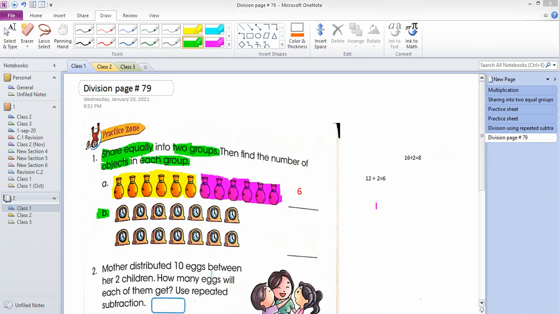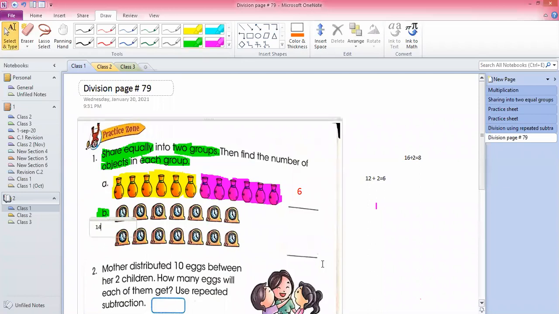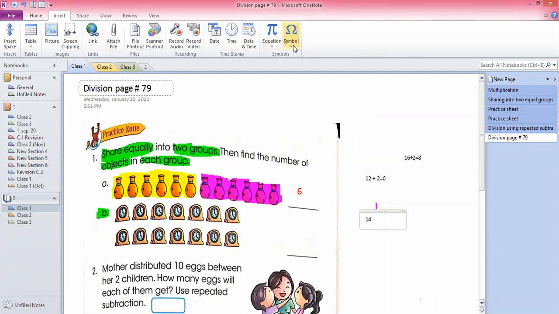You said 10. How can you say the answer is 10? How are you solving? How are you dividing? How many clocks are there total? 14. So you will write 14 in the division sentence. That means you will write 14 here. And you are dividing into how many groups? Look here. It's written here. Share equally into how many groups? Salman, answer me.